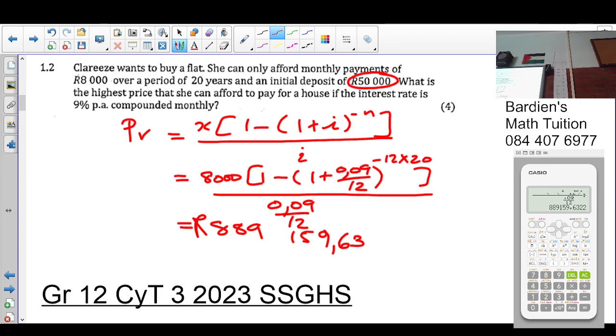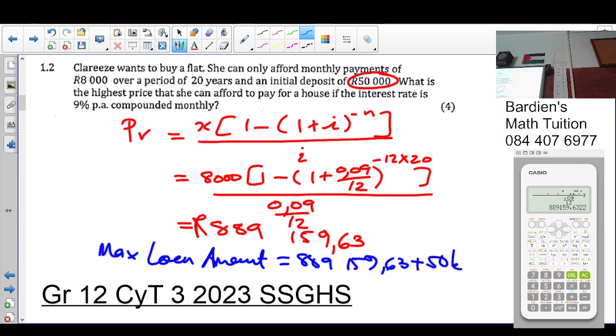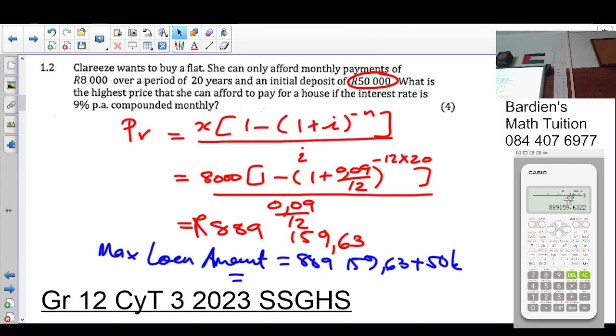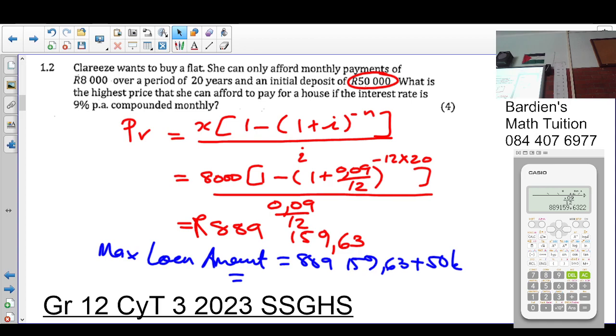Not so. So the maximum amount on the house, the maximum price, will simply be 889,159 Rand and 63 cents plus that 50,000 Rand. Okay. So you say plus 50,000. Okay. Gives you 939,159 Rand and 63 cents. Okay. You guys understand?